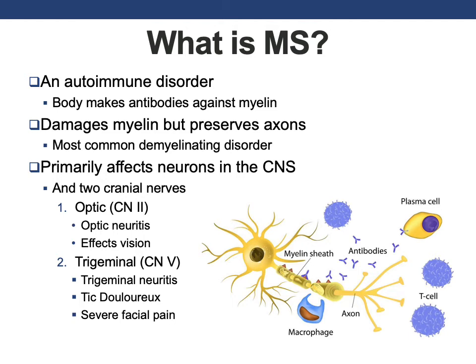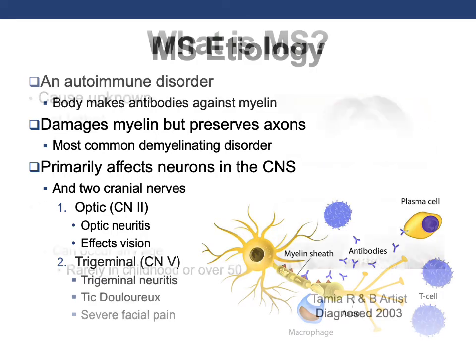MS primarily affects neurons in the central nervous system and 2 cranial nerves, cranial nerve 2 and 5. MS is frequently associated with affecting the optic nerve, cranial nerve 2, causing optic neuritis and affecting vision. MS can also cause demyelination of cranial nerve 5, the trigeminal nerve, but this is not as common. Trigeminal neuritis is also known as tic douloureux and causes severe facial pain.